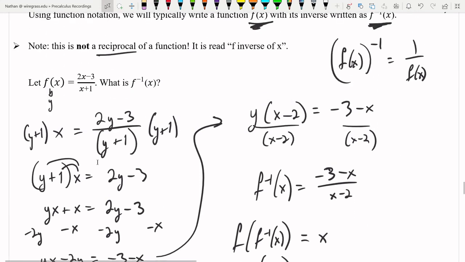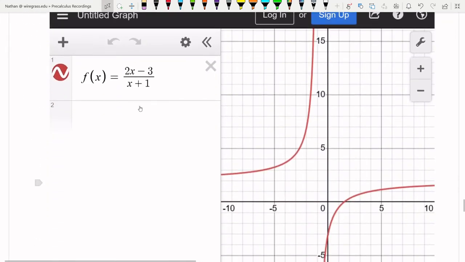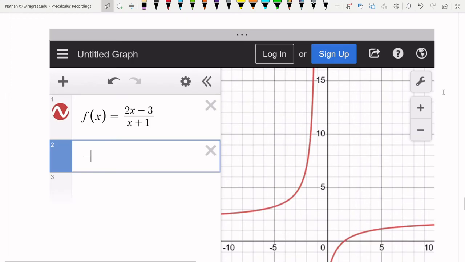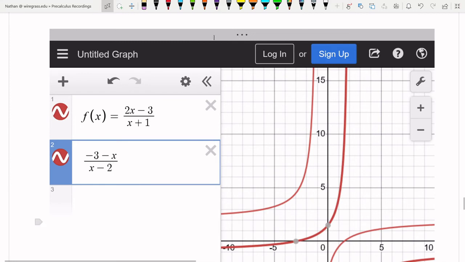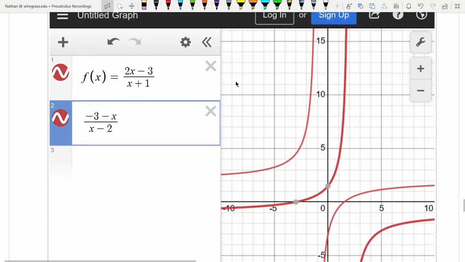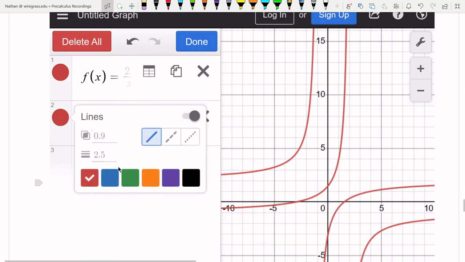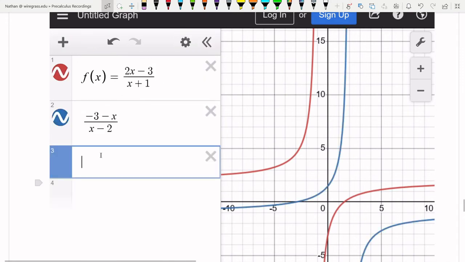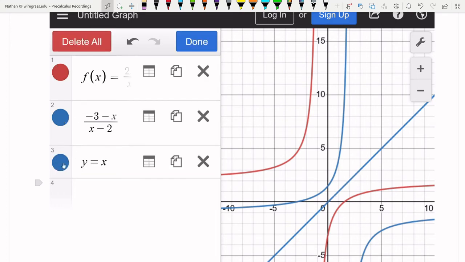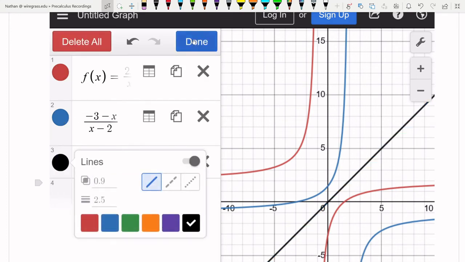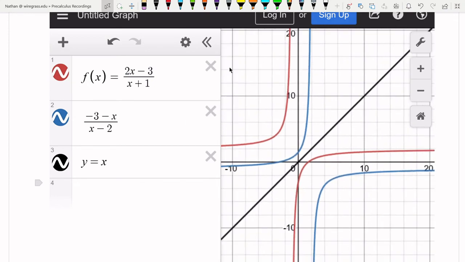I'm actually going to graph this here. So this was our original function f of x. Let's graph f inverse of x. Okay, Desmos didn't like the inverse notation, so I'm just going to leave it like this. I'm also going to graph the line y equals x. And this is what I get.